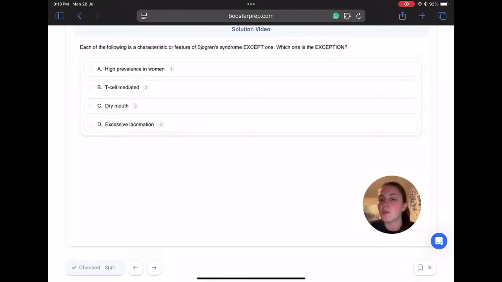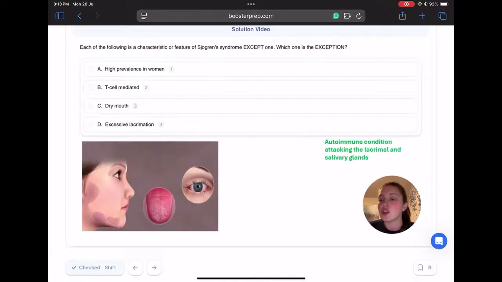Sjogren's syndrome as a whole. Now, this is an autoimmune condition that attacks the lacrimal and salivary glands, causing xerostomia and dry eyes. It may also be seen in conjunction with other autoimmune diseases such as lupus or Hashimoto's thyroiditis. This condition typically affects middle-aged to older adults, and it has a very strong female predilection. Patients often complain of a dry, gritty feeling in the eyes and a dry mouth, and swelling of the parotid is often seen as well.